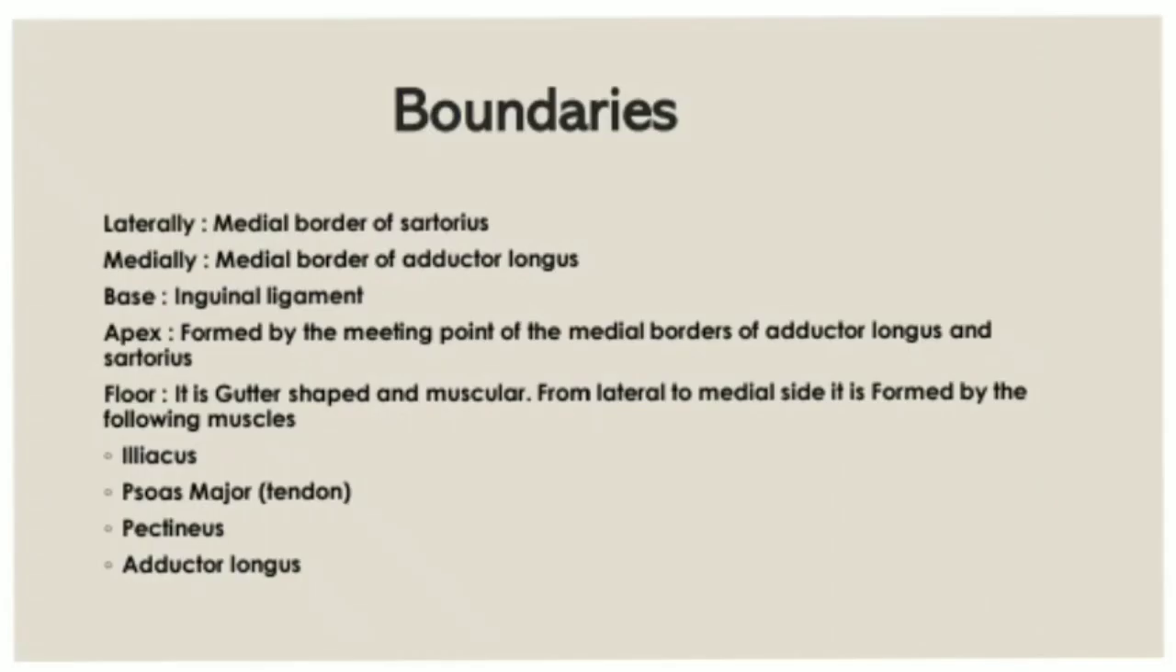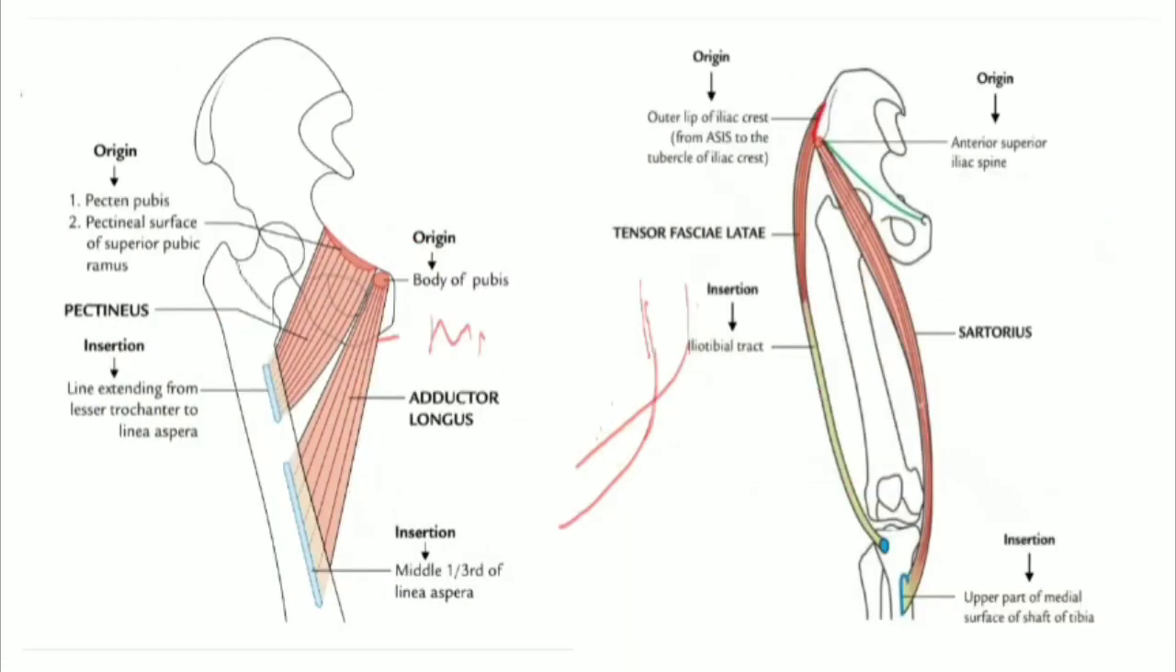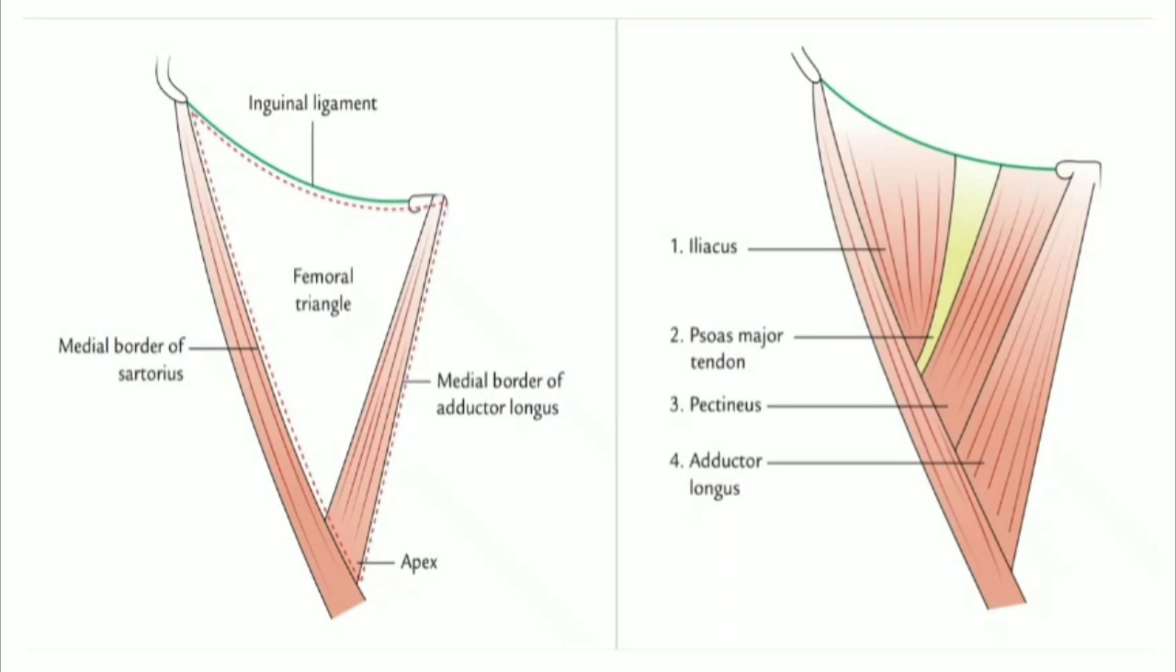Fine. So I said over here, in the upper part, the medial border is over here only. But when it comes to forming the medial boundary of the triangle, the medial border shifts into this side. Why is it so? Because the adductor longus itself forms a part of the floor. Since it forms a part of the floor, the adductor longus flips into this side. Hope you understand.